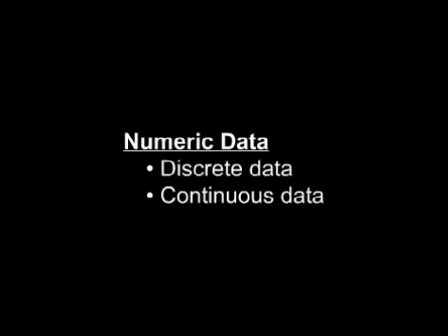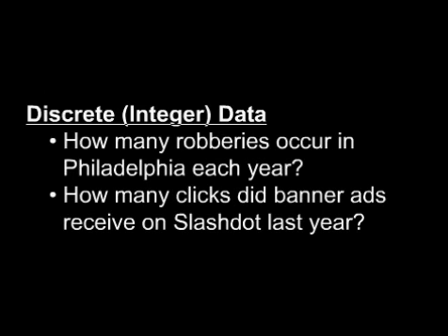To be very clear about it, discrete data is data that could be represented by integers. These are exactly the sort of things where you might not want an output like 0.5. For example, how many robberies occurred in Philadelphia each year? You certainly can give something that's not discrete back as an answer, but that sounds suspicious to many people.